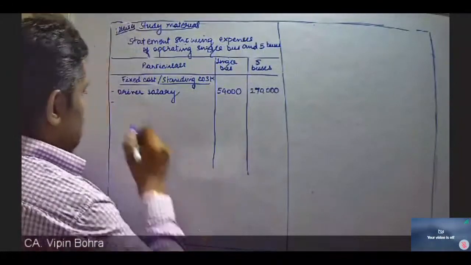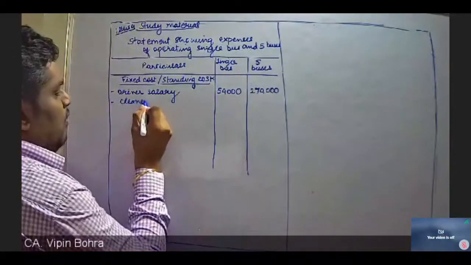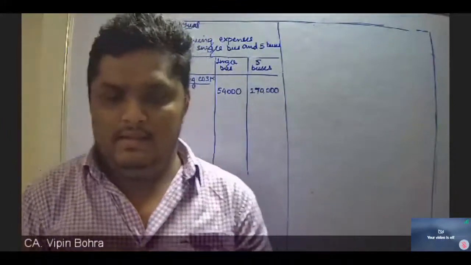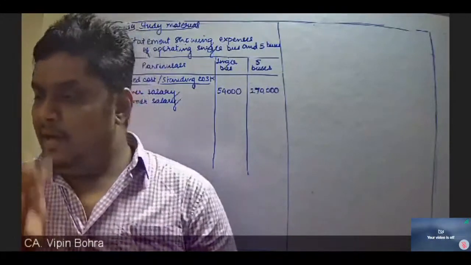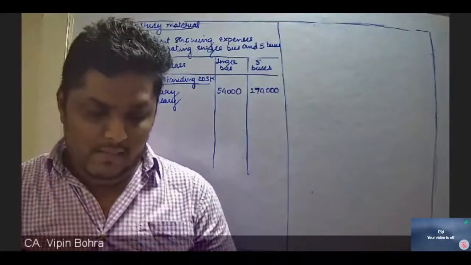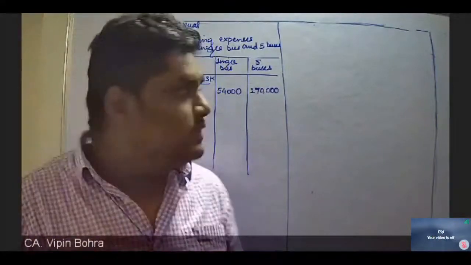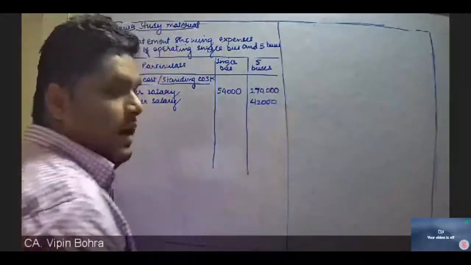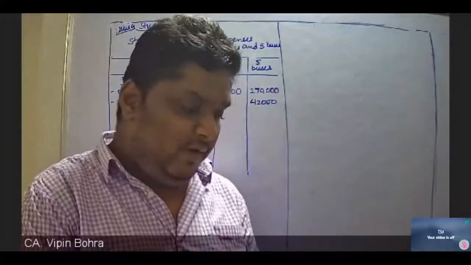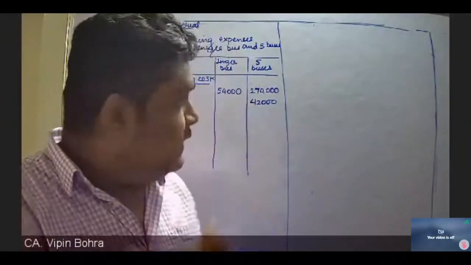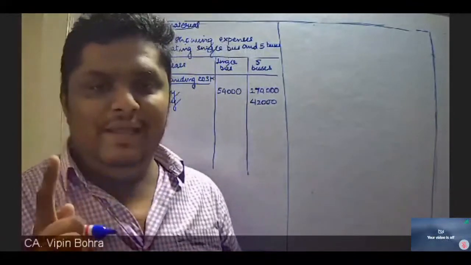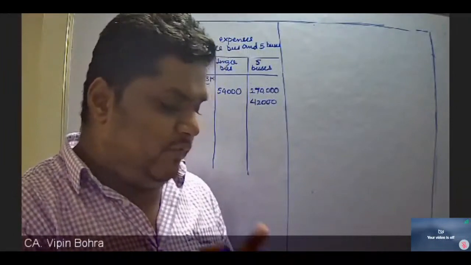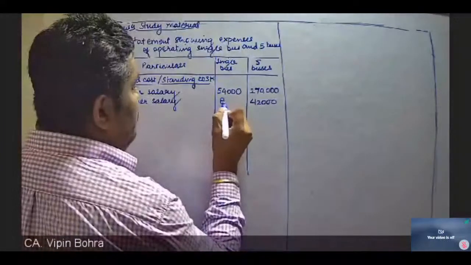Now, cleaner salary is 3,500 rupees into 12 months. So it comes to 42,000 in aggregate for 5 buses. Again I repeat, 3,500 into 12, so it is 42,000 for 5 buses. Only one cleaner is employed for all the 5 buses. Divided by the total number of buses, 5, we'll allocate 8,400 cost to every bus.